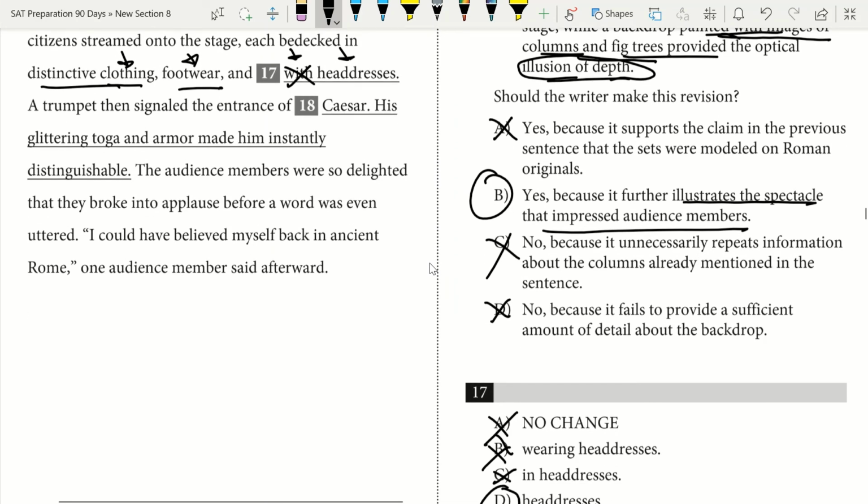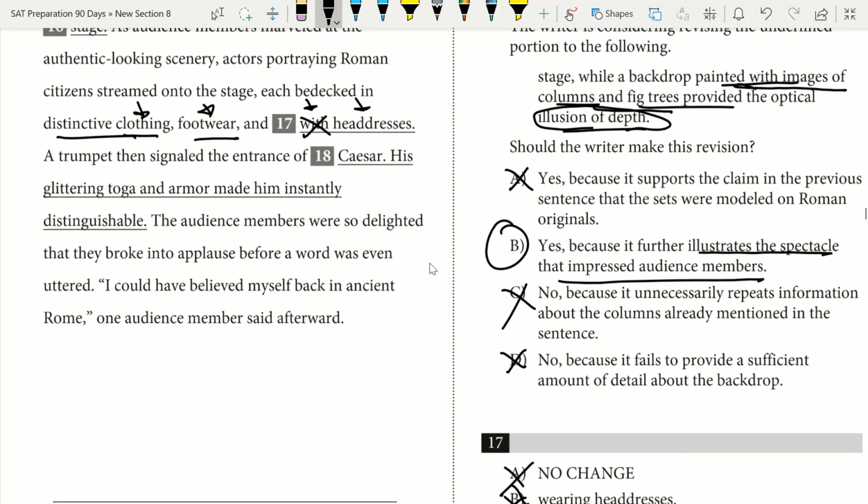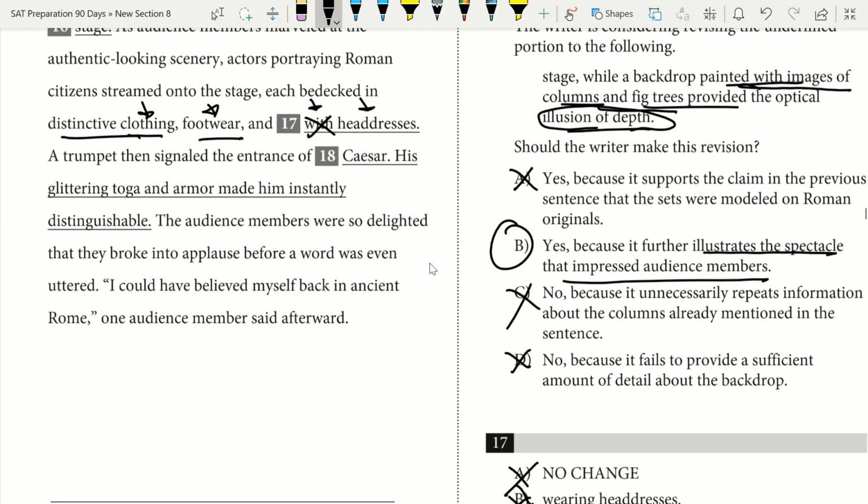All right, a trumpet then signaled the entrance of Caesar. Okay, I know I'm probably looking to combine these sentences because I have a period between them. I see I'm asked to combine them, obviously, right? I kind of could tell that without ever reading the question, because anytime I see two sentences with a period between them, and they're both underlined, that's pretty much a tell that I'm going to have to connect them.